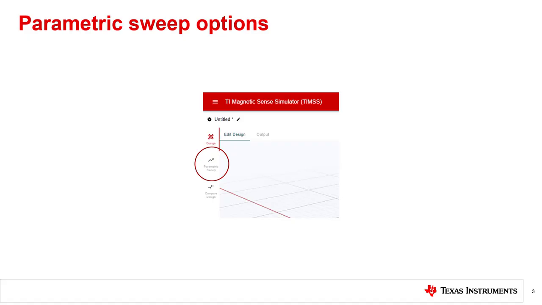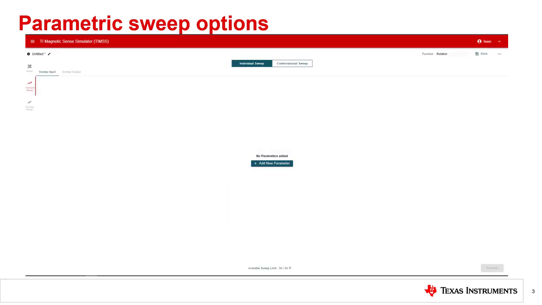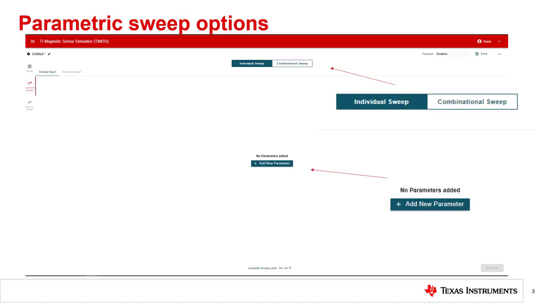Parametric sweeps in TIMSS can be accessed in the simulation environment during either the input or output stage of a simulation by clicking the icon on the left side of the screen. Once the parametric sweep button has been selected, a screen with the option to add a new parameter should appear along with the option to run individual sweeps or combinational sweeps.